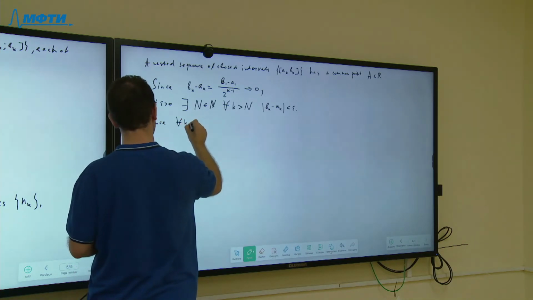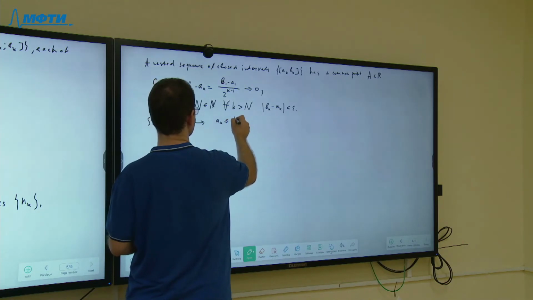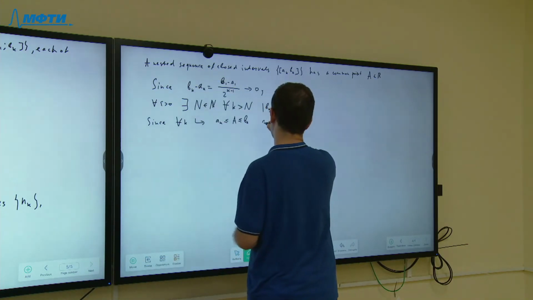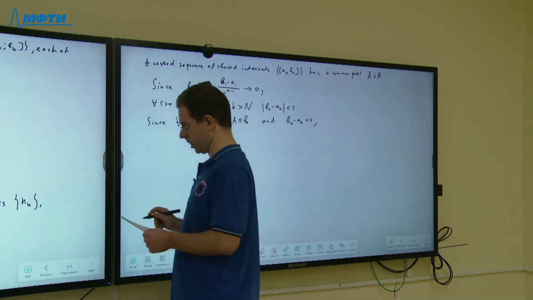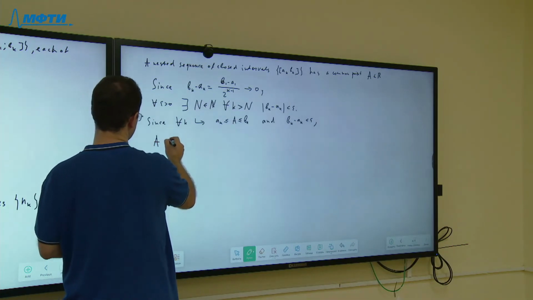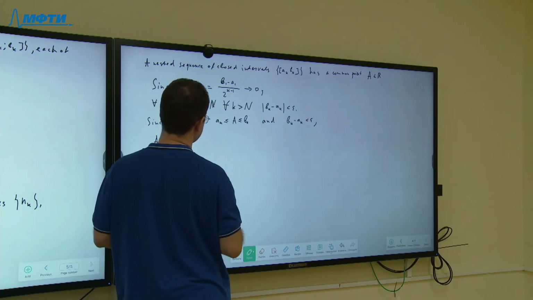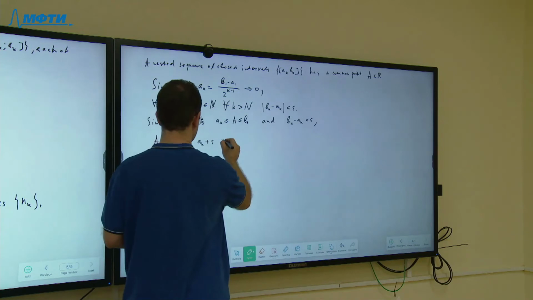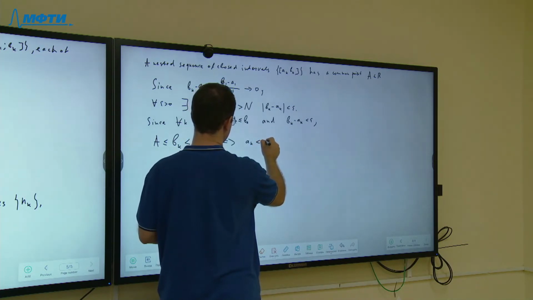Since for any k, a_k is less than a is less than b_k, and b_k minus a_k is less than epsilon, we have a is less than b_k is less than a_k plus epsilon, from which would follow a_k less than a plus epsilon.